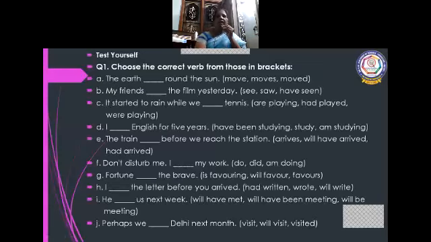Okay, the earth dash round the sun. Move, moves, moved. What will be the right answer, children? Yes, moves. The earth moves round the sun. Why? Because it is a truth or a fact. So it is a scientific fact or a truth, so you'll be using simple present tense.